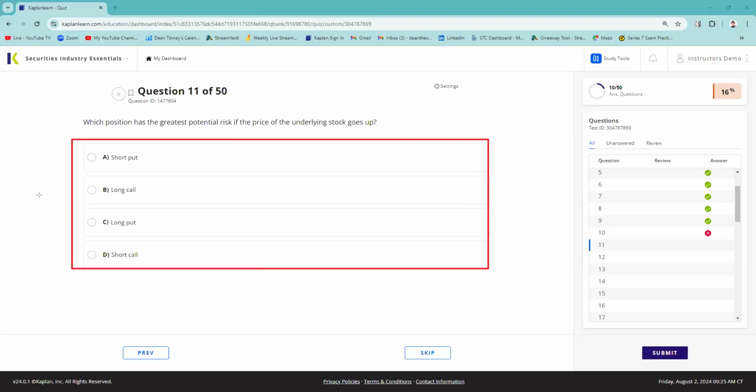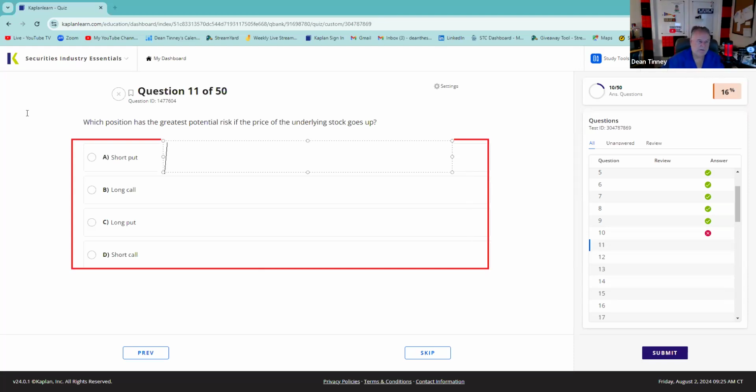This is a hard one for me. Yeah, I think this is the most important answer set. The most important answer set on the test.